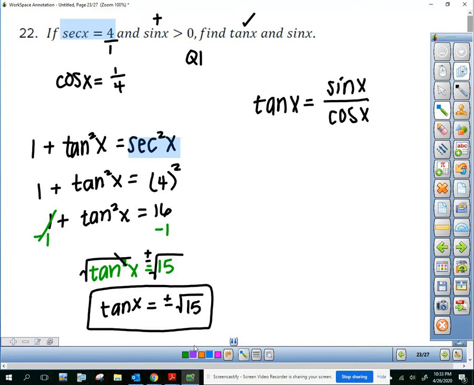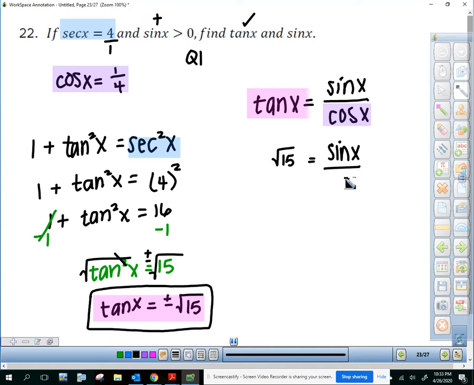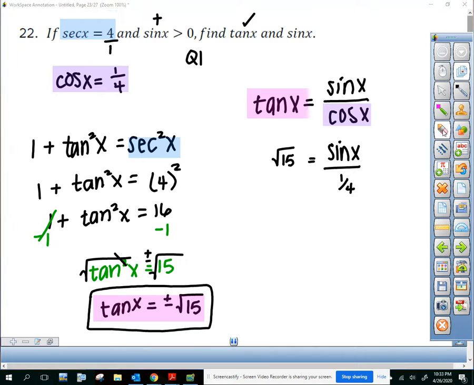And I'm going to substitute in cosine is 1/4 and tangent is square root of 15. So we're going to do square root of 15 is sine of x over, and then that was 1/4. Now I need to take a step back. I just realized something. We determined at the very beginning that this is in quadrant 1 based on the fact that sine and cosine are both positive.